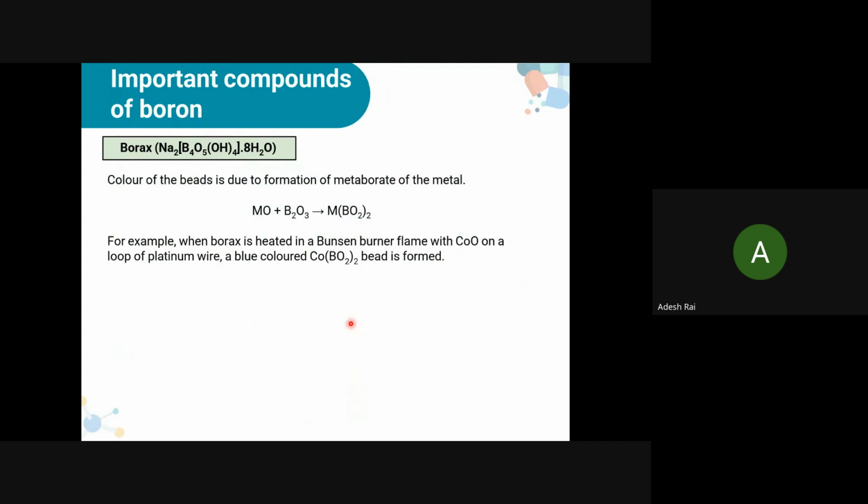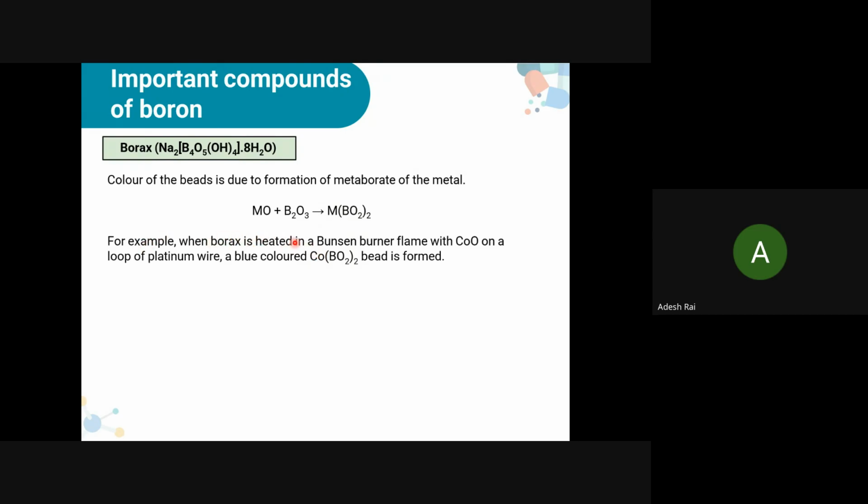Now, the color of the bead is due to the formation of the metaborate of the metal. This is a very important point. And this is always going to combine in this fashion only. So, MO, metal oxide, plus B2O3 will give us M(BO2)2. And what is this called? It is called metal metaborate. If this metal is cobalt, Co, then it will be called cobalt metaborate. Is that clear to all?